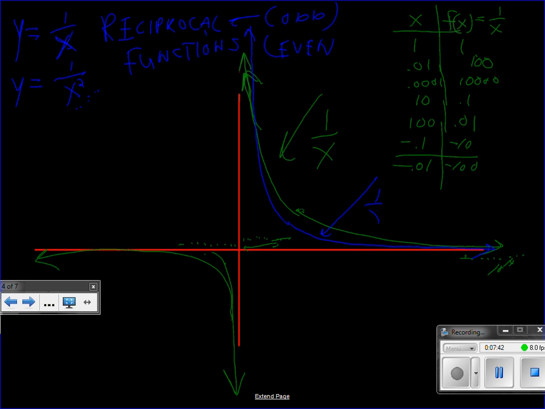Okay, so this is 1 over x squared. But now when it's negative, remember it's an even function, so it's not down here. No, it's over here. It's even. I can reflect it around that axis, and there's symmetry. So this is an even symmetric function. Okay, so these are reciprocal functions. It's very important that you understand those, 1 over x and 1 over x squared.